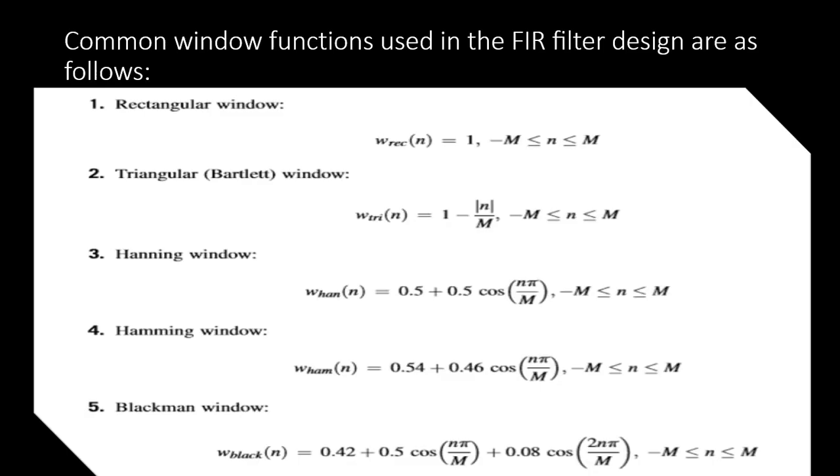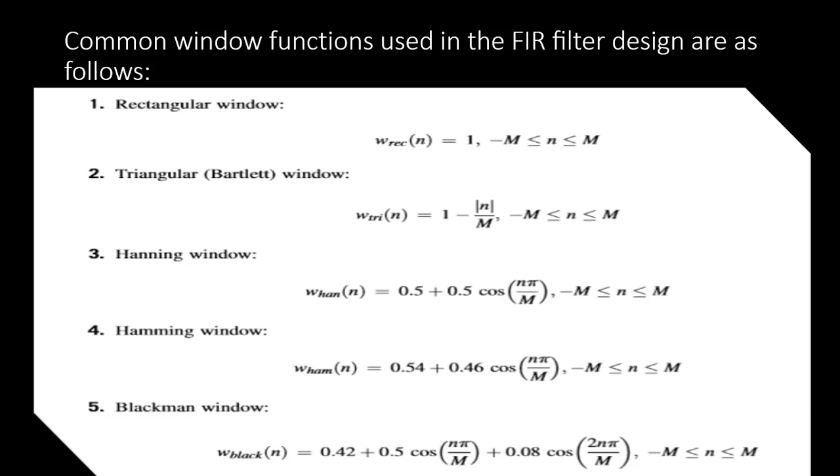The common windows that are used in FIR filter design are as follows. Number first is the rectangular window. It is given as w rectangular n equals 1 and its range is from -M to M. M here represents the number of taps. Number second is the triangular window. Its formula is given as w equals 1 minus mod of n divided by M, and its range is also from -M to M.